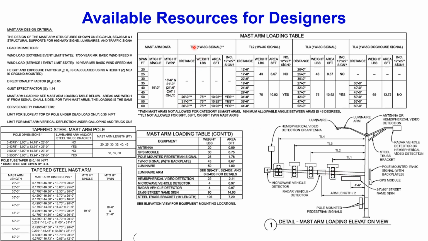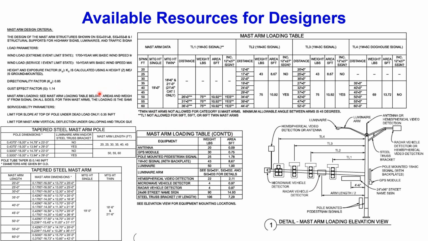And also there are the attachment signals. So their location, their weight, their surface area, and whether they include a sign or not. So likewise, such details are provided in the standard details. In addition to the signs, there are additional attachments such as an antenna, GPS module. So all these are listed here with their corresponding weights and the exposed surface areas. The weights and exposed surface areas are very important for the design since the wind load is going to be a significant load on these structures.